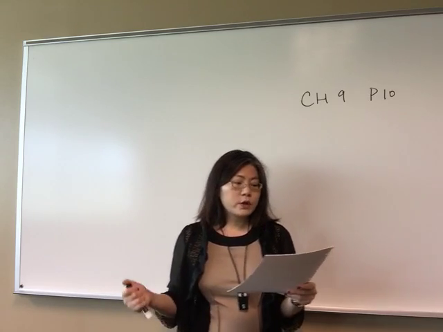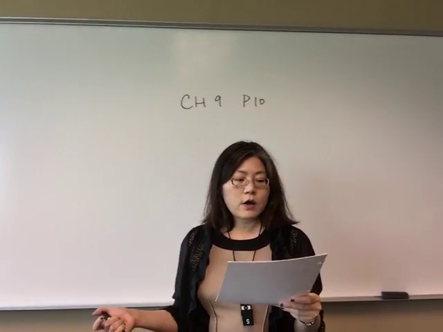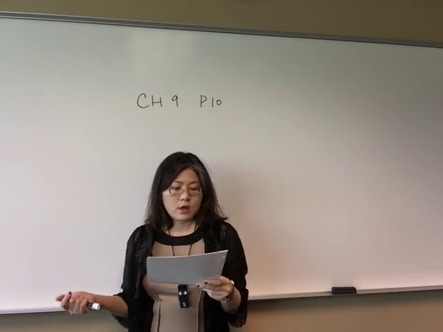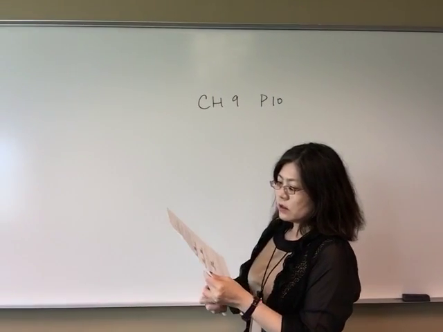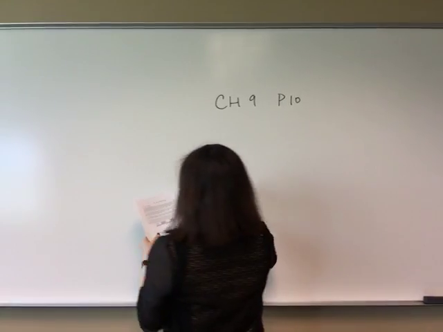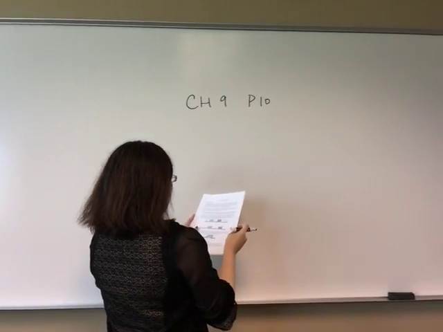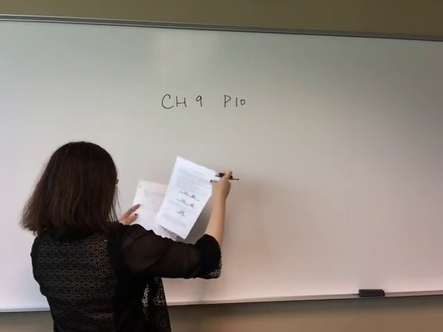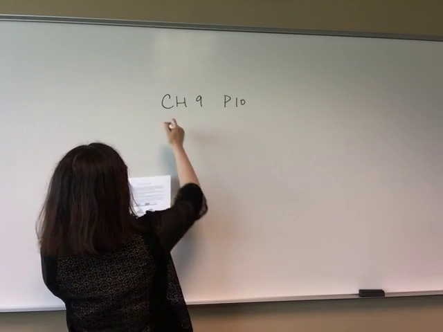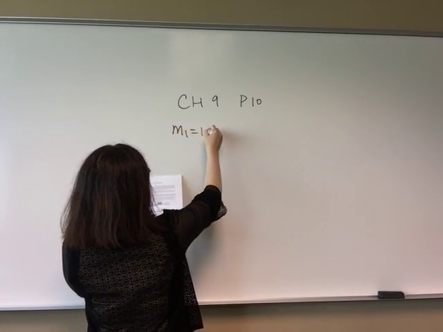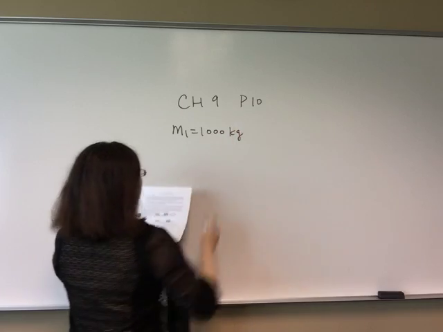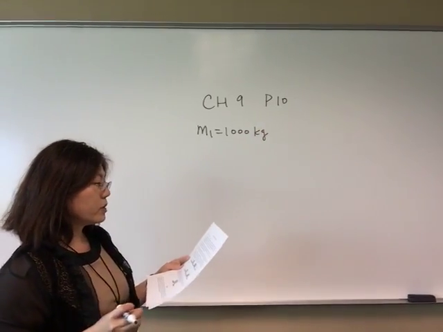Okay, so now we want to do problem 9. I'm sorry, problem 10 from chapter 9. A thousand kilogram automobile is at rest at the traffic signal. So we call that M1. M1 has a mass of 1,000 kilograms, and it is initially at rest.